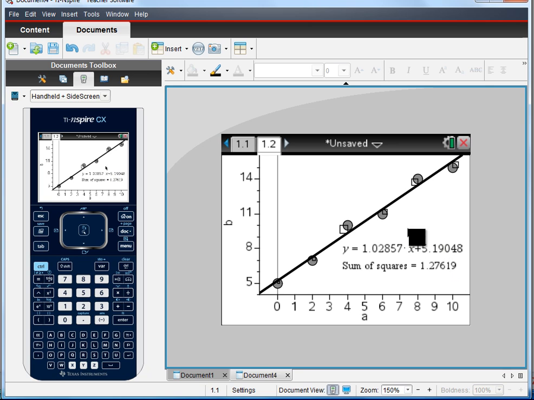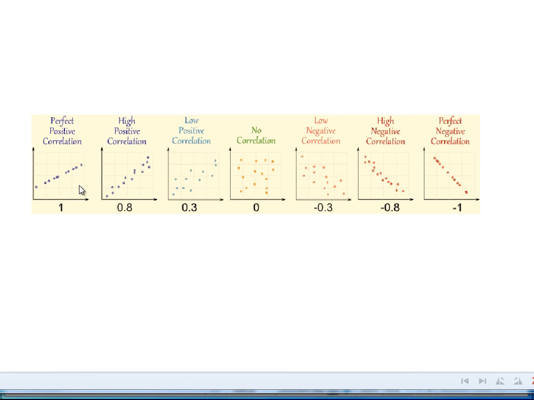Okay, so it's interesting sometimes to see how good the correlation is. That is how close all the points are to this line. So there's a way to measure that. If we look at this picture, here to the left we see a perfect positive correlation, because if we were to do a regression here, all the points would be on the line. So this is a perfect positive correlation. The value would then be 1 because it's positive, and 1 is the highest value.